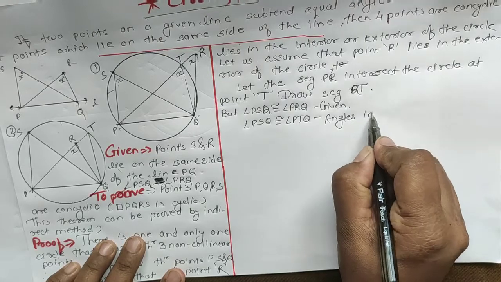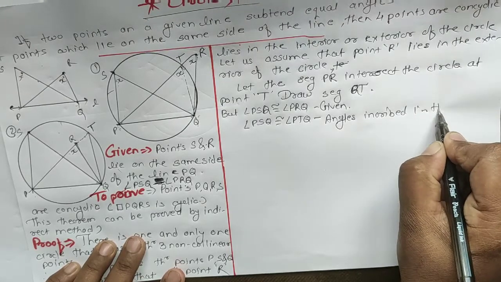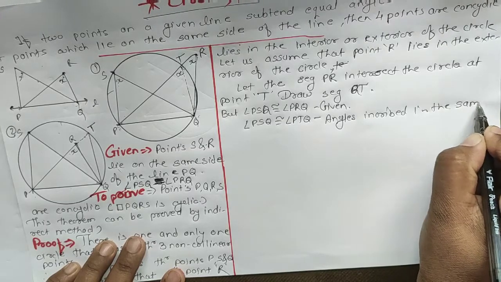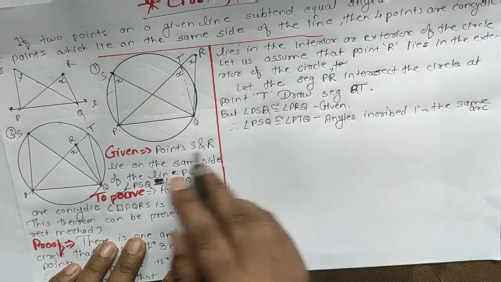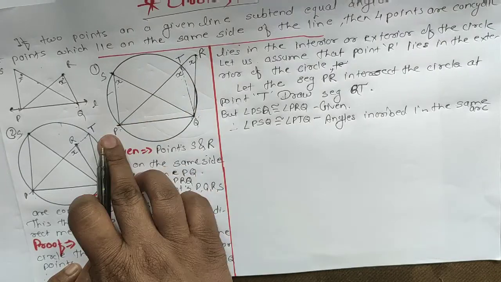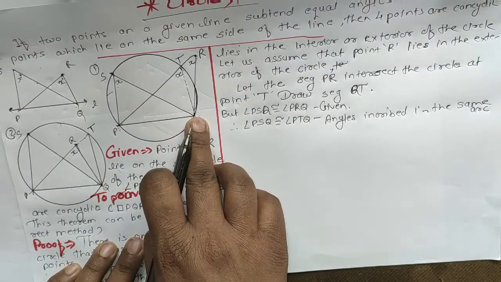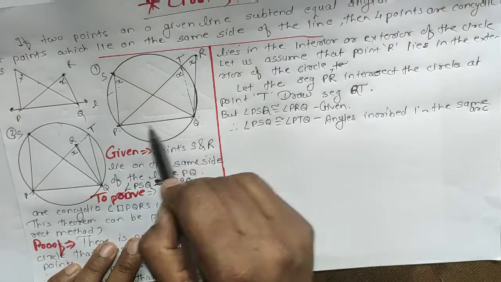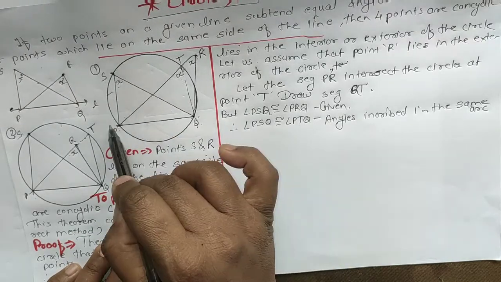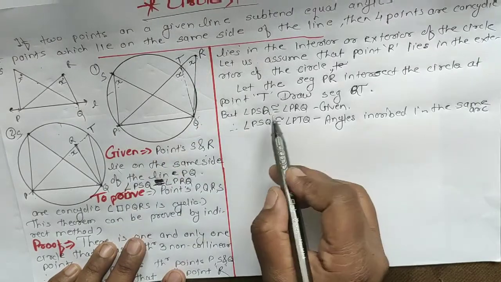These two are the angles inscribed in the same arc, because the arc they intercept is PQ. So PSQ is congruent to PTQ, and PSQ is also congruent to PRQ from this.